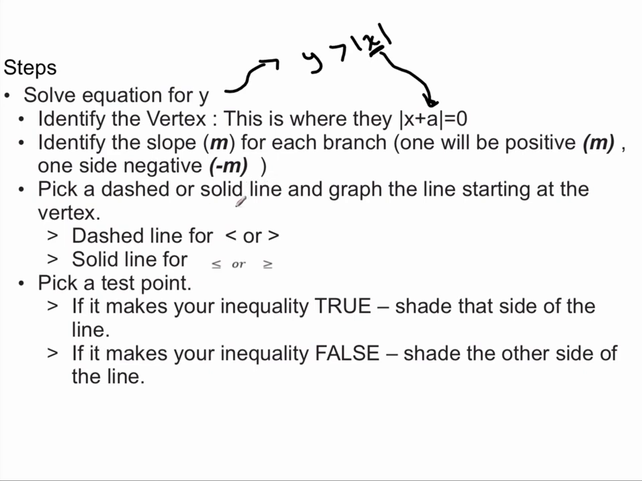You're going to pick your solid or dashed line depending upon whether you have greater than or less than, you'll use your dashed, or less than or equal to or greater than or equal to, you'll use a solid line. Finally, you pick a test point. And if the point makes your inequality true, you shade that side of the line. If it makes your inequality false, you shade the other side.